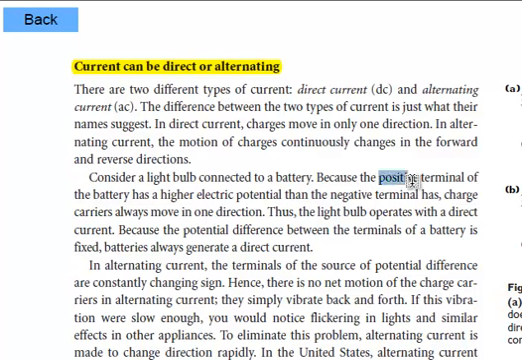We have a positive terminal. We have a negative terminal. And guess what? They never change. So there's always one direction of charge flow.